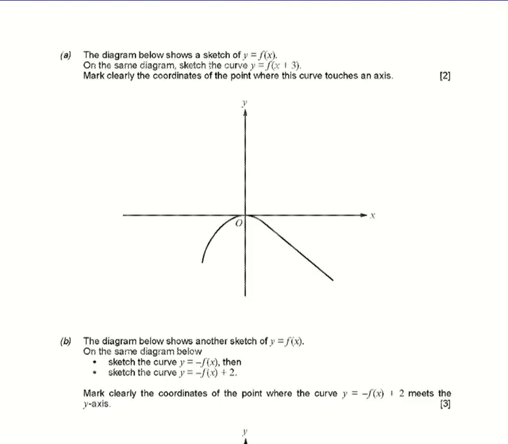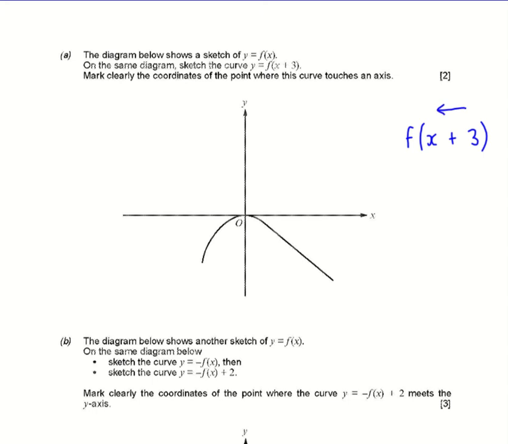Okay, next one. We've got a function f of x. It already looks a little bit upside down. And we are being asked to do f of x plus 3. The plus 3 is inside the bracket. Inside the bracket means left and right. Adding goes left because it's opposite to what you'd think inside a bracket. So we're going to the left by 3.